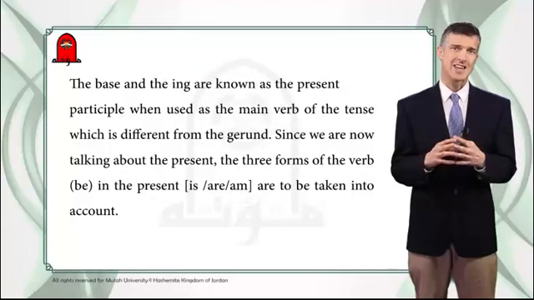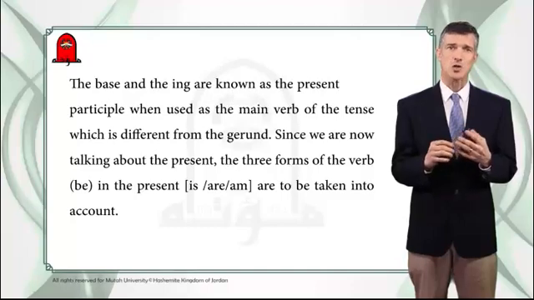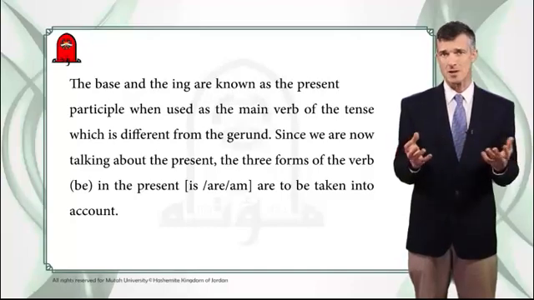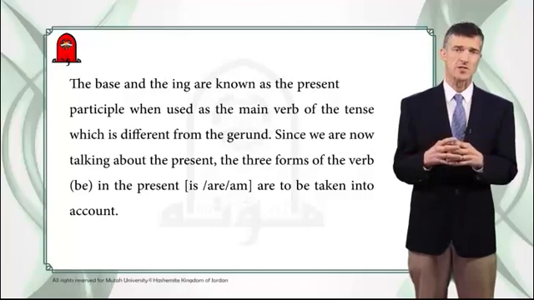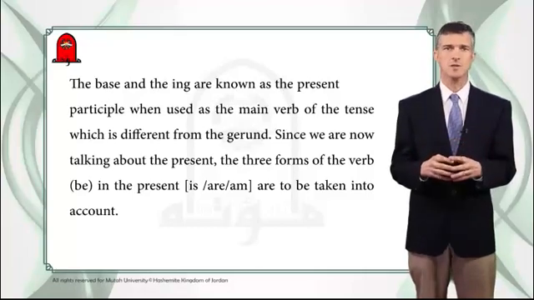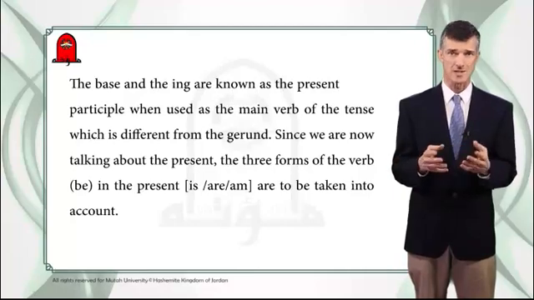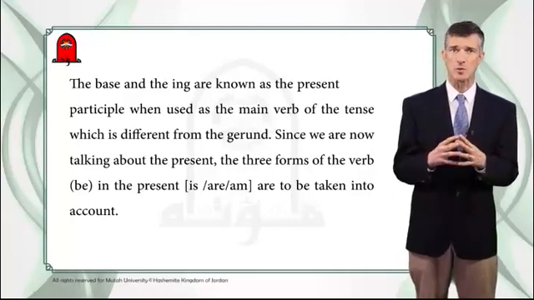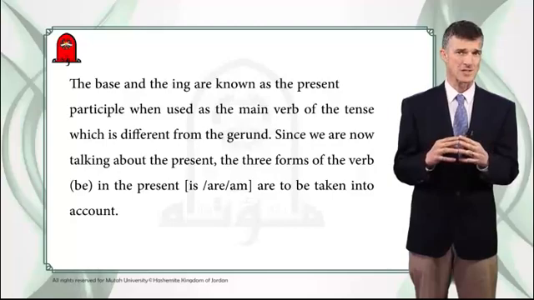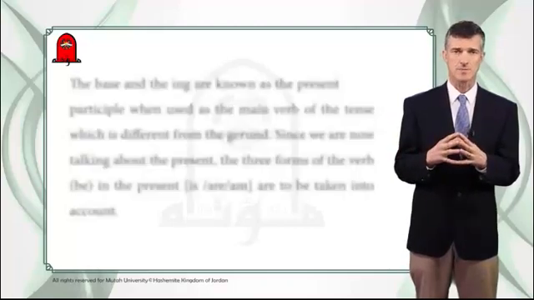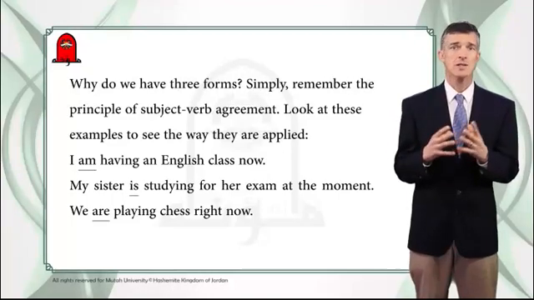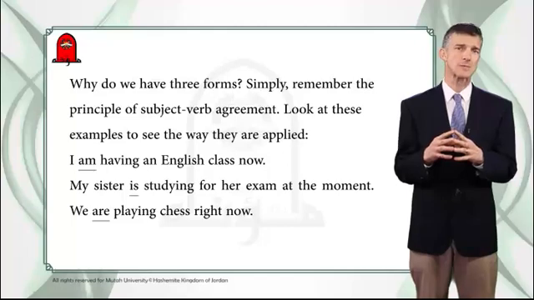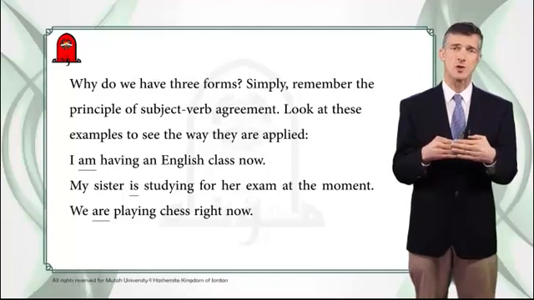The base verb plus ing is known as the present participle when used as the main verb of the tense, which is different from the gerund. Since we are now talking about the present, the three forms of the verb be in the present, is, am, are, are to be taken into account. Why do we have three forms? Simply remember the principle of subject-verb agreement.